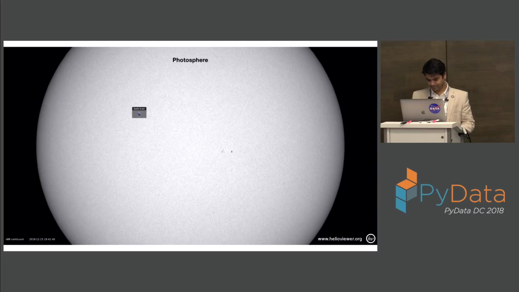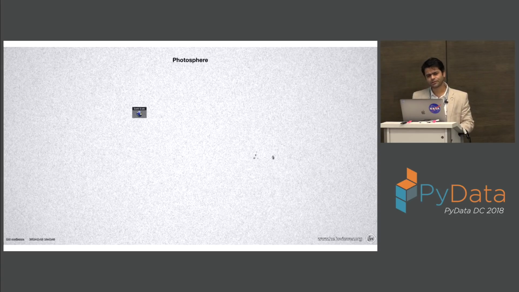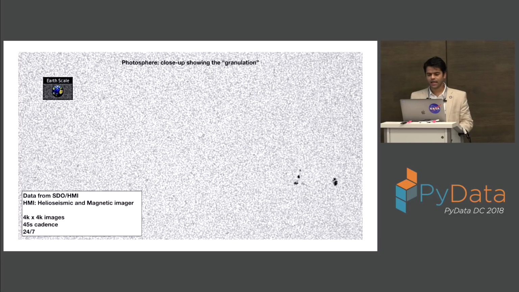And let's look into more detail. When you look closer, you start seeing a sort of granular pattern. And when you look really close, you actually see what we call the granulation. These images are very high resolution. They are 4K by 4K images, and the instrument is sending those images to us with a cadence of 45 seconds, 24/7.